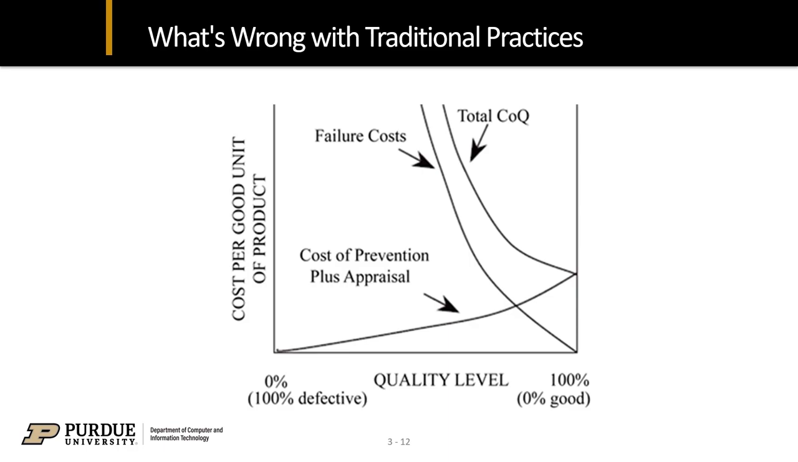Now Crosby came up with this chart, and it reflects his thinking that a relatively small increase in spending on prevention activities will deliver a more than compensating reduction in appraisal and failure cost. Hence, Crosby's assertion that quality is free.